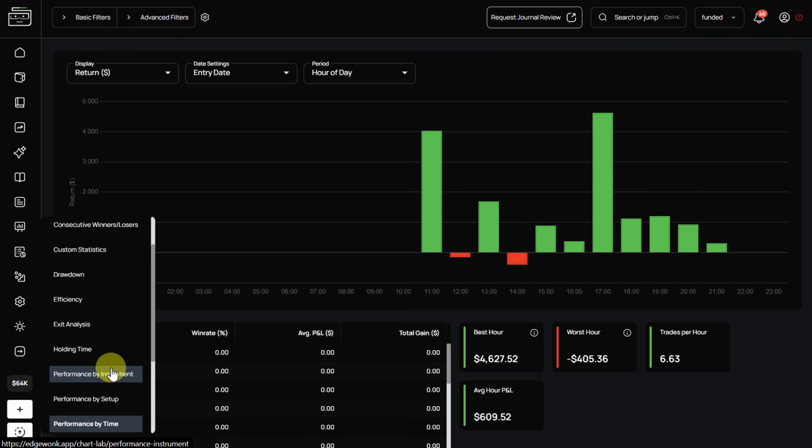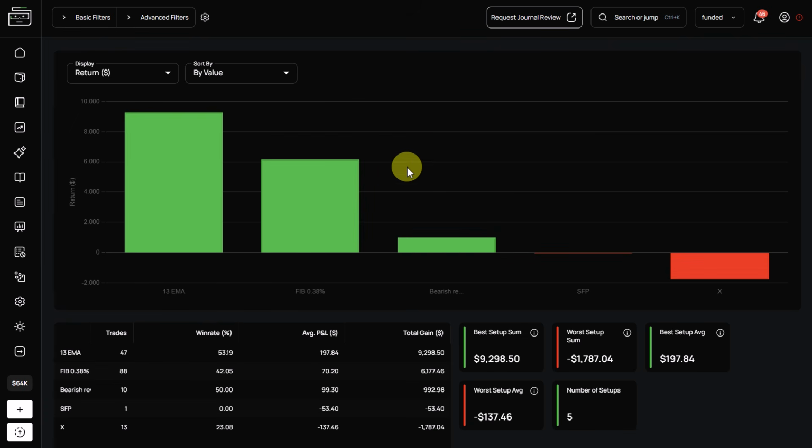We can also look at his setups. What are the strategies he's trading? He has 5 different strategies, and 3 of them are profitable. The 13 EMA and the FIB are quite profitable. He has a setup called X, with only 13 trades, of which 9 are losses. So this doesn't seem to be working out. It's a loss of minus 1,787, so it has quite a big impact on the performance of the trader. This is definitely something that we have to investigate in this trading journal.